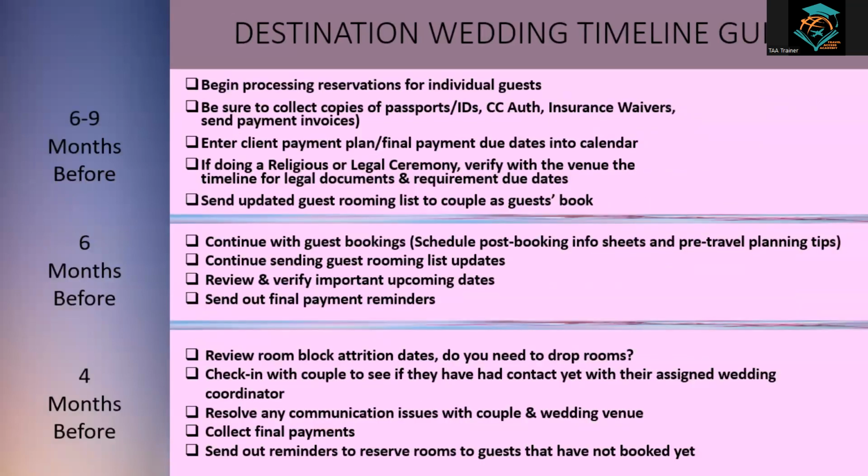All right, now you're down to 6 to 9 months before. You're going to begin processing the reservations for the individual guests. You're going to be sure to collect copies of passports, IDs if it's not international travel, credit card authorization forms, and insurance waivers. If they decide that they don't want to get travel insurance, you want to make sure that they sign some kind of waiver that states that.